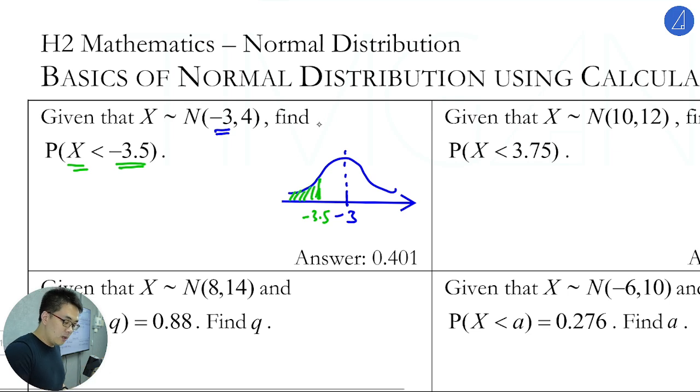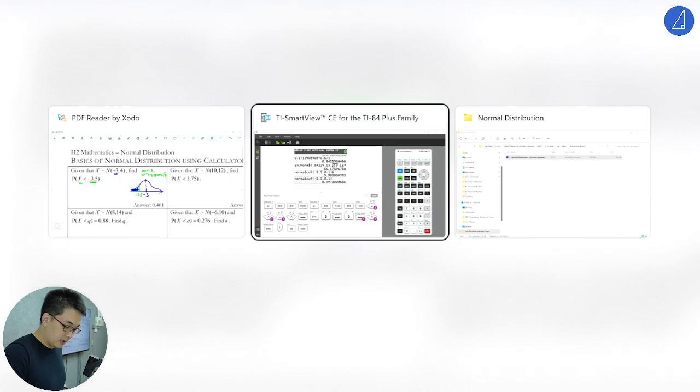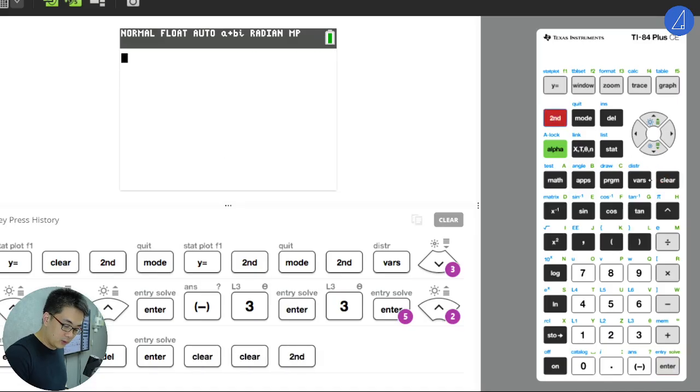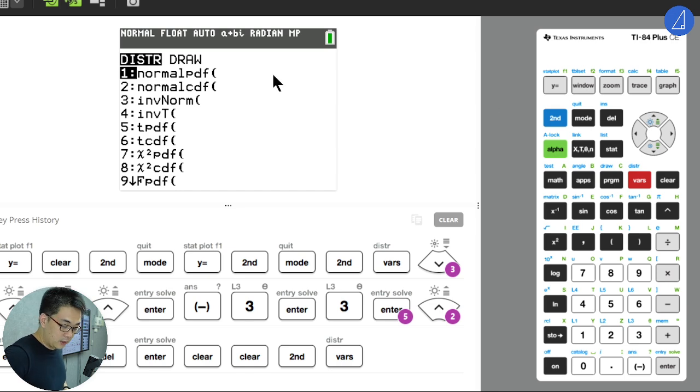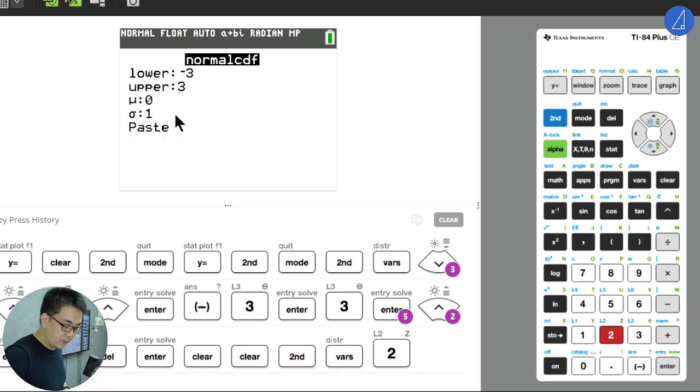So anyway, mu is -3, sigma square is 4, so sigma is actually square root 4. So key in calculator, this is normal CDF. We only use CDF, cumulative. We start from -infinity to the upper bound. What you do is you just go to distribution, the second distribution here, then you choose normal CDF, which you already know.